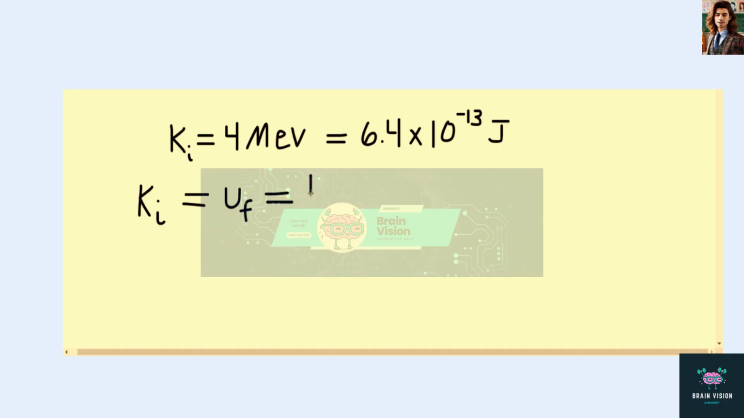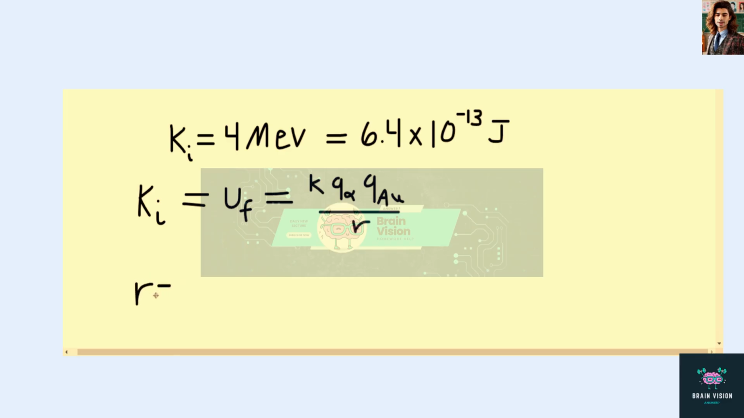So this is equal to K, the constant, times the charge of the alpha particle, Q sub alpha, times the charge of gold, we'll call this Q sub Au, divided by the distance of closest approach, R. So we can simply solve for R.